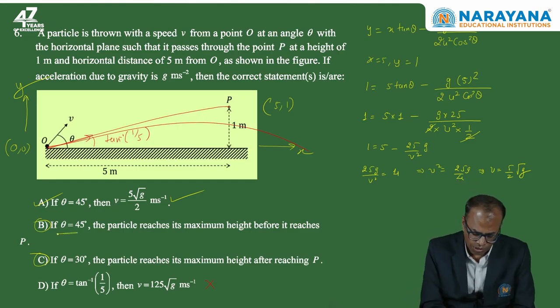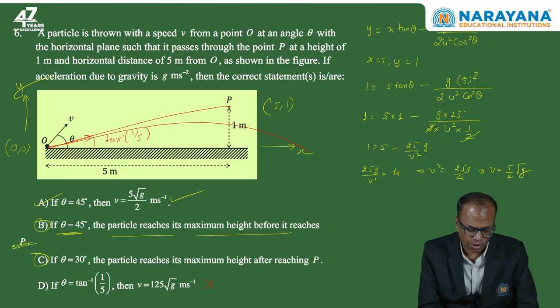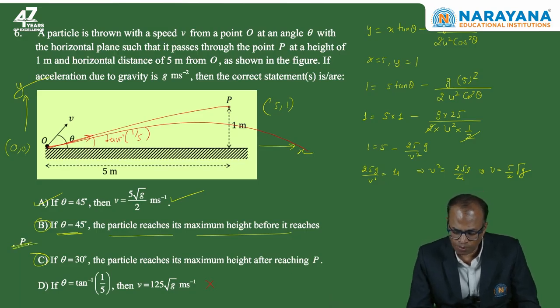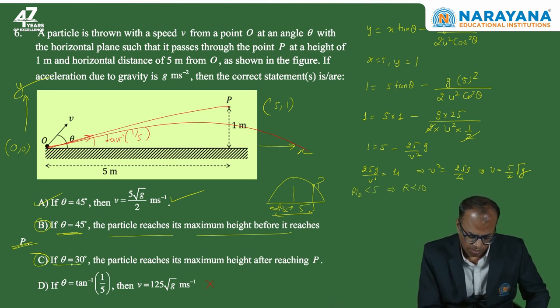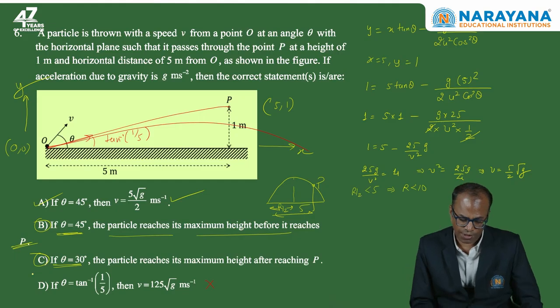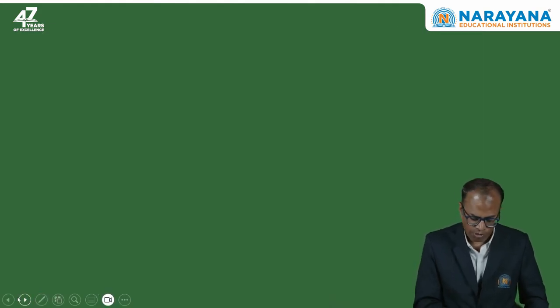Option B says that if theta is 45 degree, particle reaches its maximum height before it reaches P. If it reaches its maximum height before it reaches P, that means the point P should lie somewhere here in the trajectory, and therefore this r by 2 should be less than 5. So r by 2 should be less than 5. I have to check whether r is less than 10 or not. And same thing I have to do for theta is equal to 30 degree. But I need to find speed also. Lengthy question. Okay, let's work on it.